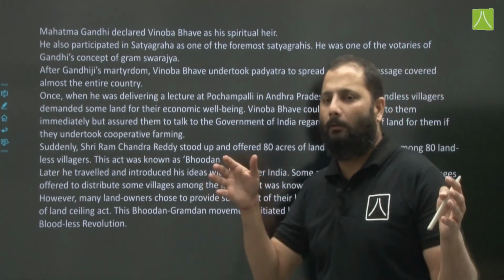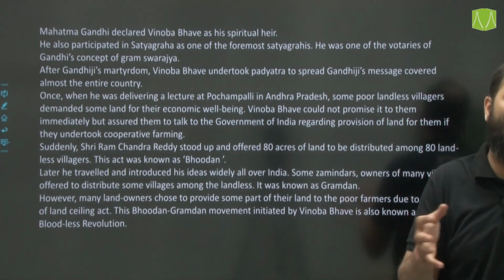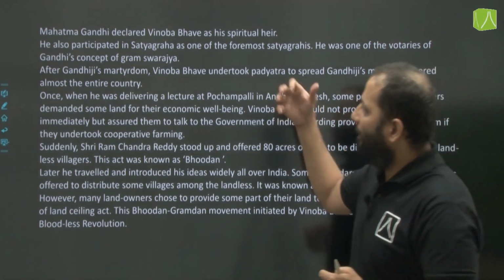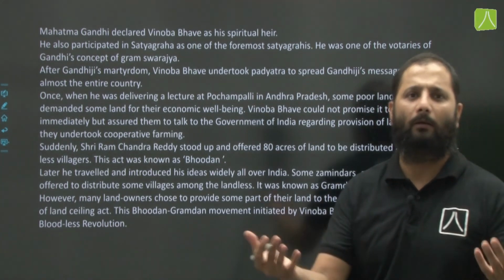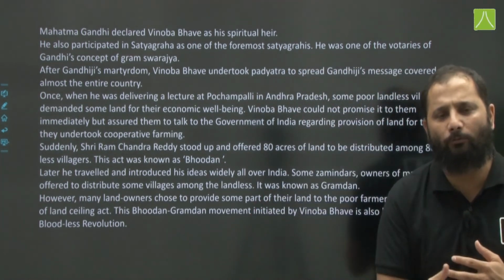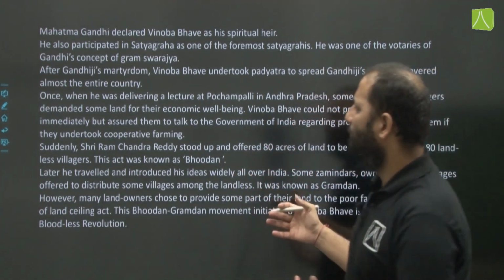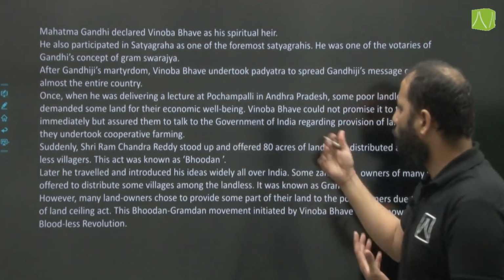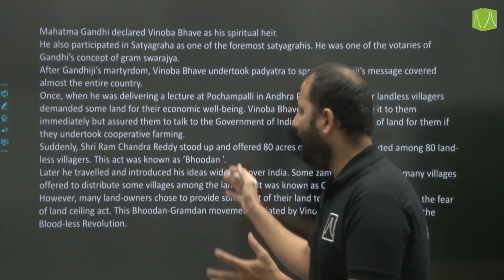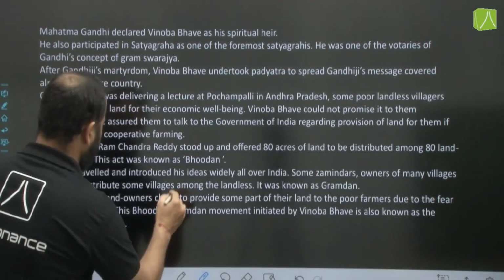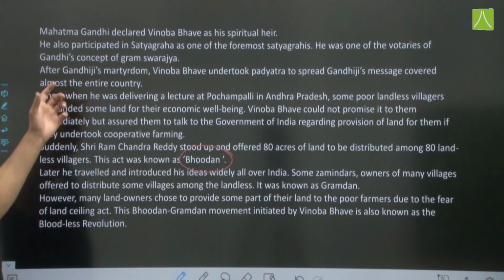At that time, most of the people had huge land holdings. When Vinoba Bhave was attending a meeting, a person approached him and said he should do something so that land would be redistributed to the poor, landless people. Then one person in the meeting, Mr. Ramchandra Reddy, stood up and offered 80 acres of his land to be distributed among 80 landless villagers. This act was known as Bhudan, when he donated his piece of land. Okay, you can go through this.